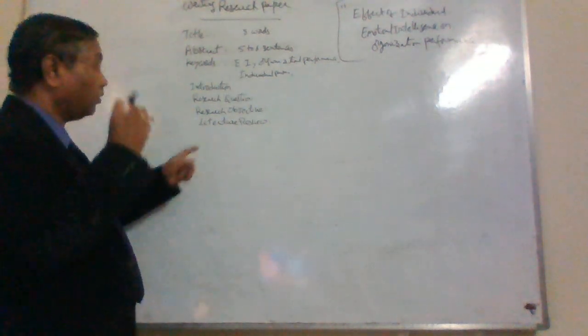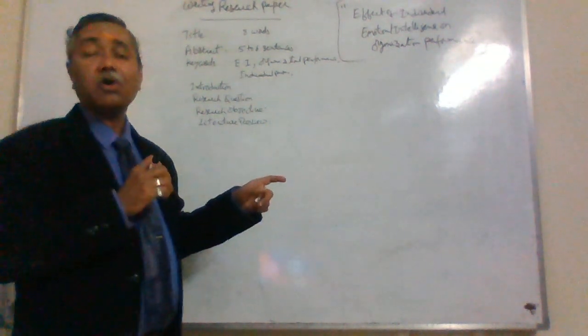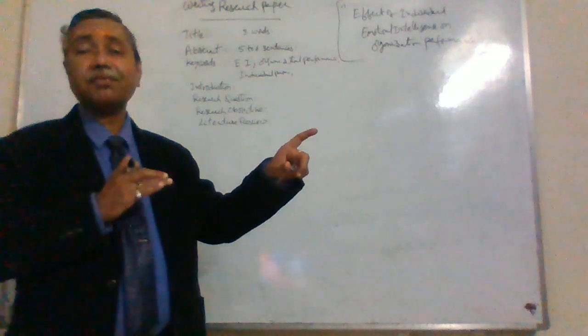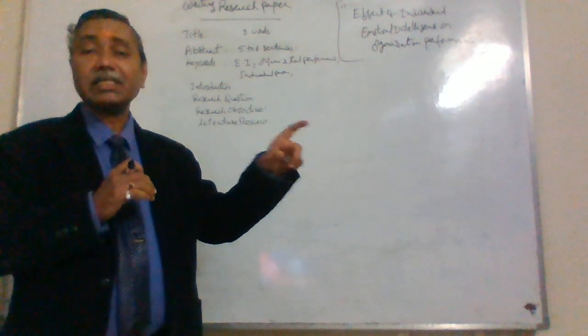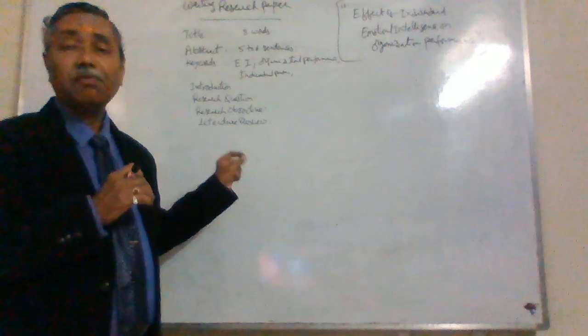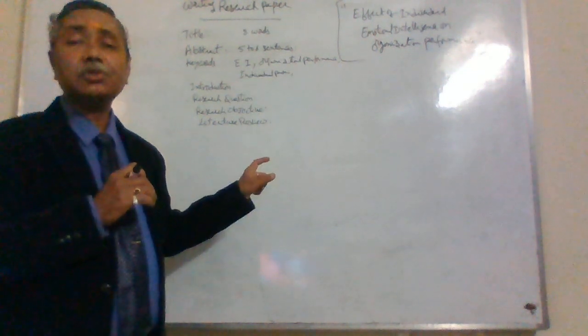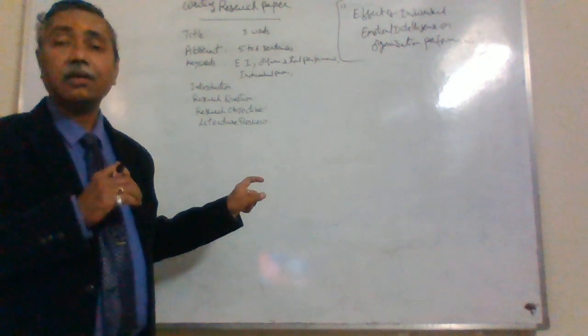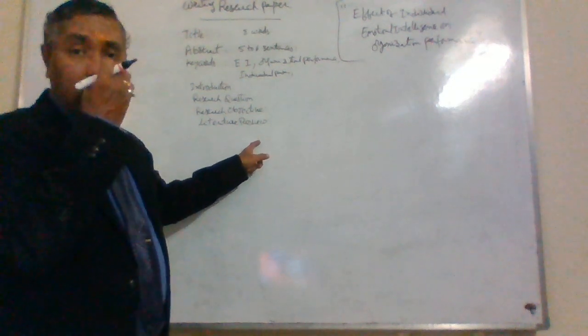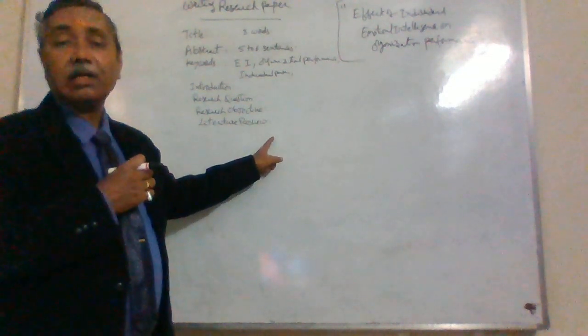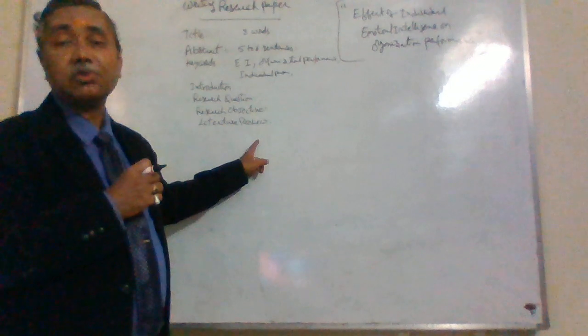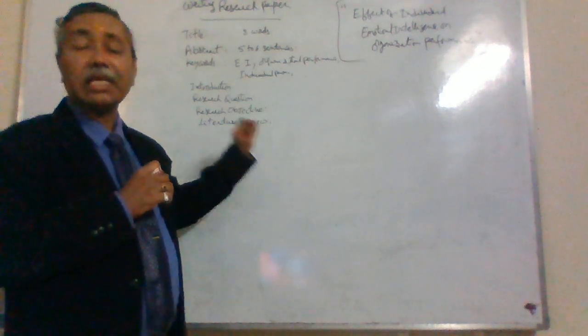So literature review, what do you do? For example, you have collected 40-50 papers, right? So what is the essence of it from each paper? What are the key papers which are useful for your model development? Those papers you include here, right? So this so-and-so person, and there will be a citation style.